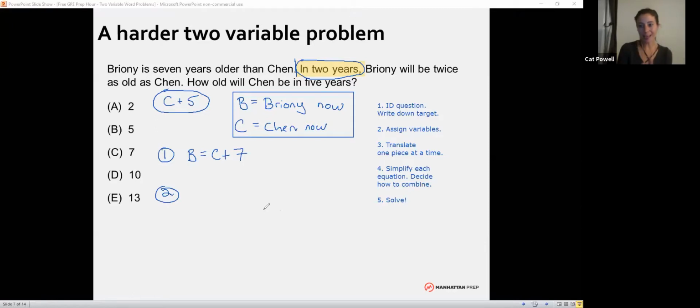So if B is Bryony now, what's an expression that represents Bryony's age in 2 years? Terry says, B plus 2. Yeah. So Bryony in 2 years is B plus 2. And what's Chen in 2 years? Yeah. This is the other important part of these age shift problems: you have to apply it to both. Craig, that's the trap you're falling into.